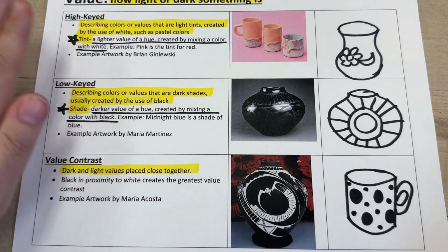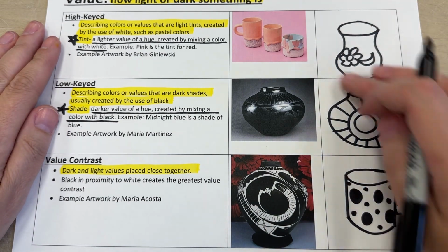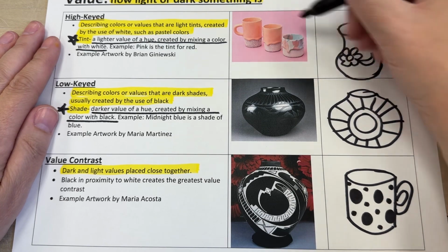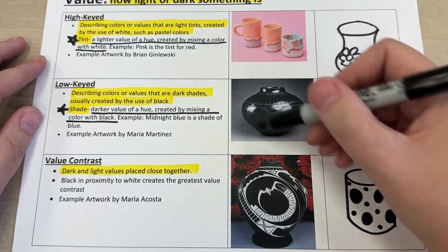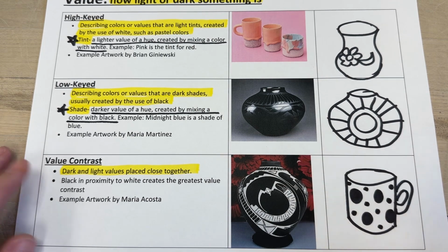Make sure you've highlighted things, make sure that you've done some drawing, and make sure, at least on this one, that you've colored it in either with the high key or pastel colors, the low key dark colors, and make sure you have something with a high value contrast. All right, thanks everybody.